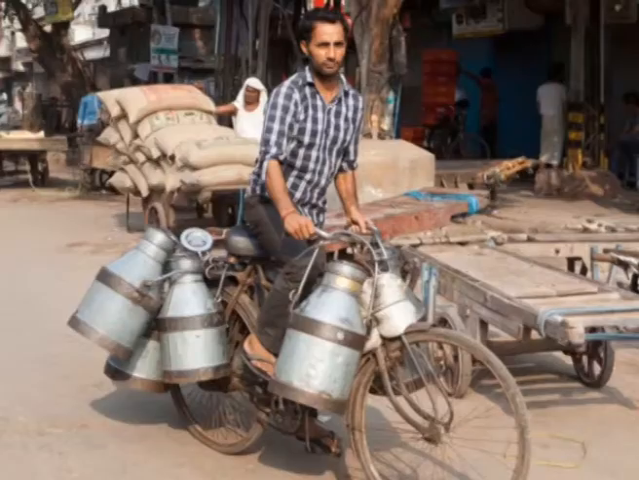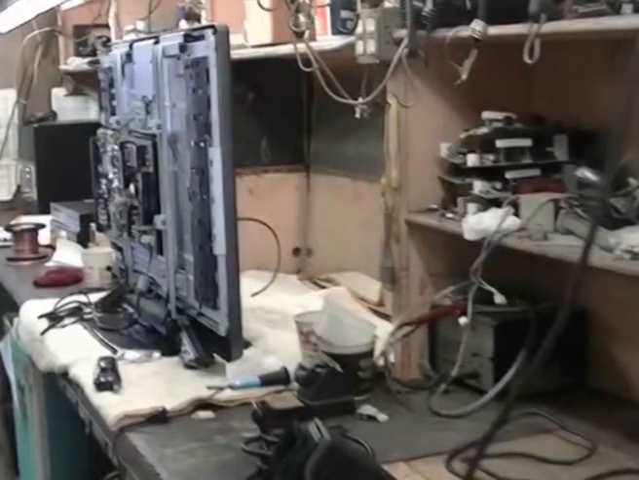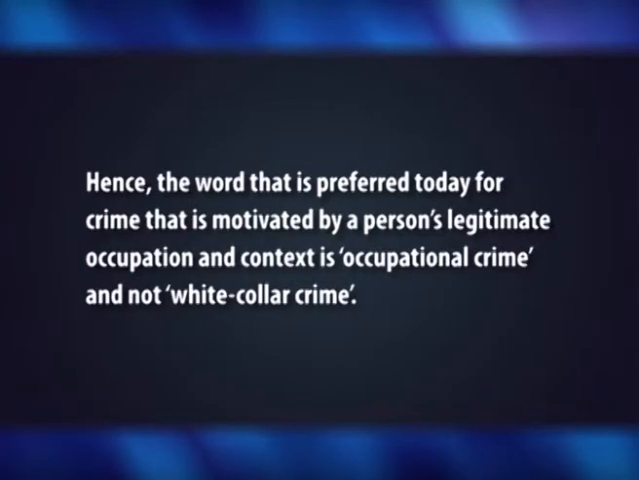Sutherland's emphasis on the high social status of the offender results in the exclusion of a host of other occupation-related crimes that are similar to white collar crimes, but are committed by the lower class people. For example, illegalities such as adulteration of milk by a milkman for public consumption, making unnecessary repairs to radio and television sets, taking out gas from the gas cylinder by the workman, and so on are all occupational crimes, but not white collar crimes. Hence, the word that is preferred today for crime that is motivated by a person's legitimate occupation and context is occupational crime and not a white collar crime. Let us learn about the different elements of white collar crimes in our next section.